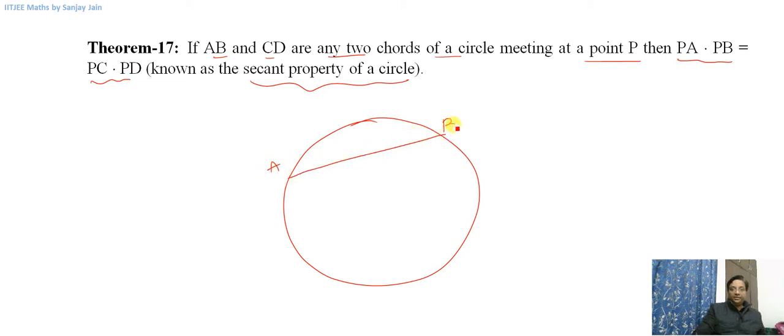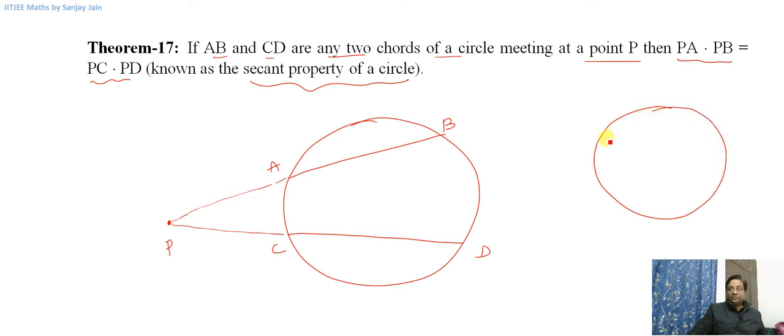AB and CD, and these two chords meet at a point P. These can meet like this externally at this point P, or there can be another scenario where these two chords AB and CD meet inside the circle. AB and CD meet inside the circle at this point P.